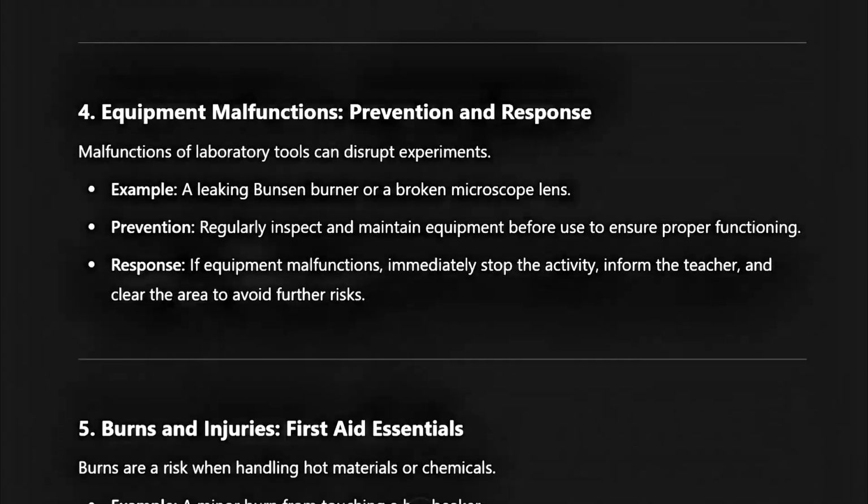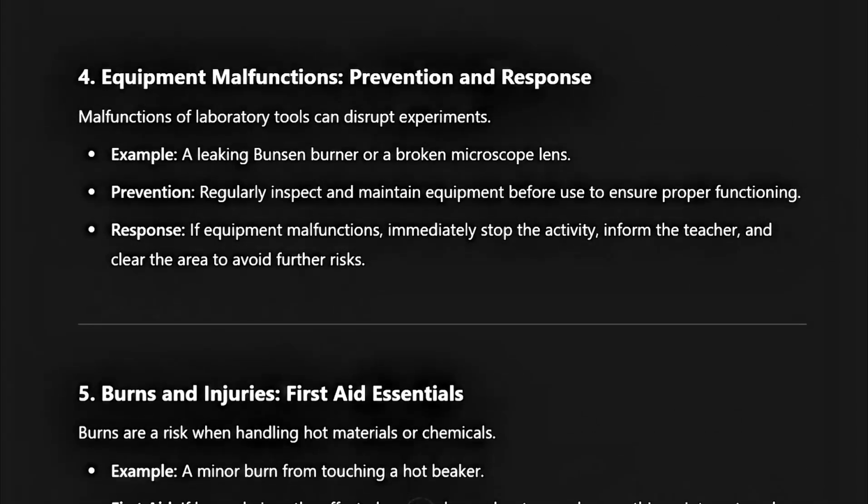4. Equipment malfunctions, prevention and response. Malfunctions of laboratory tools can disrupt experiments. Example: a leaking Bunsen burner or a broken microscope lens. Prevention: regularly inspect and maintain equipment before use to ensure proper functioning. Response: if equipment malfunctions, immediately stop the activity, inform the teacher, and clear the area to avoid further risks.